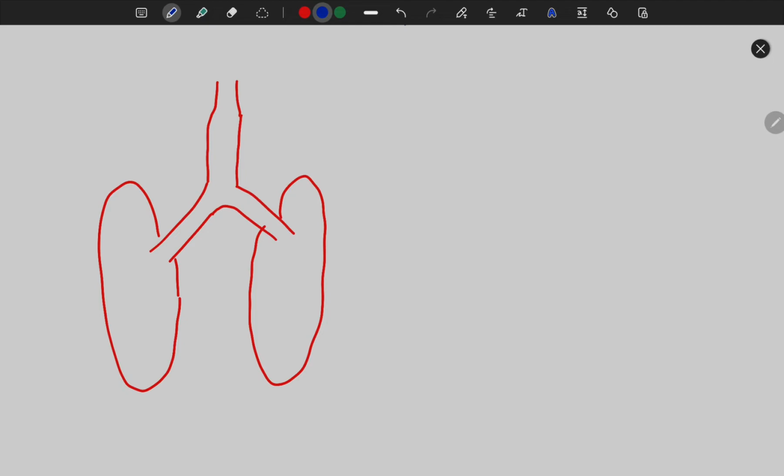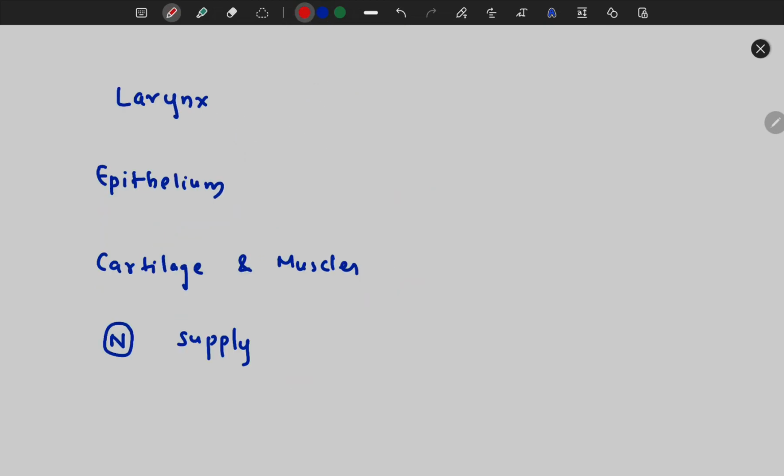So the derivative of the laryngotracheal diverticulum is the larynx. We have the trachea. This is the bronchus and the lungs. So discussing into detail, at first the larynx. So the larynx has got an epithelium, the cartilage and the muscles, and about its nerve supply. So the epithelium is derived from endoderm.